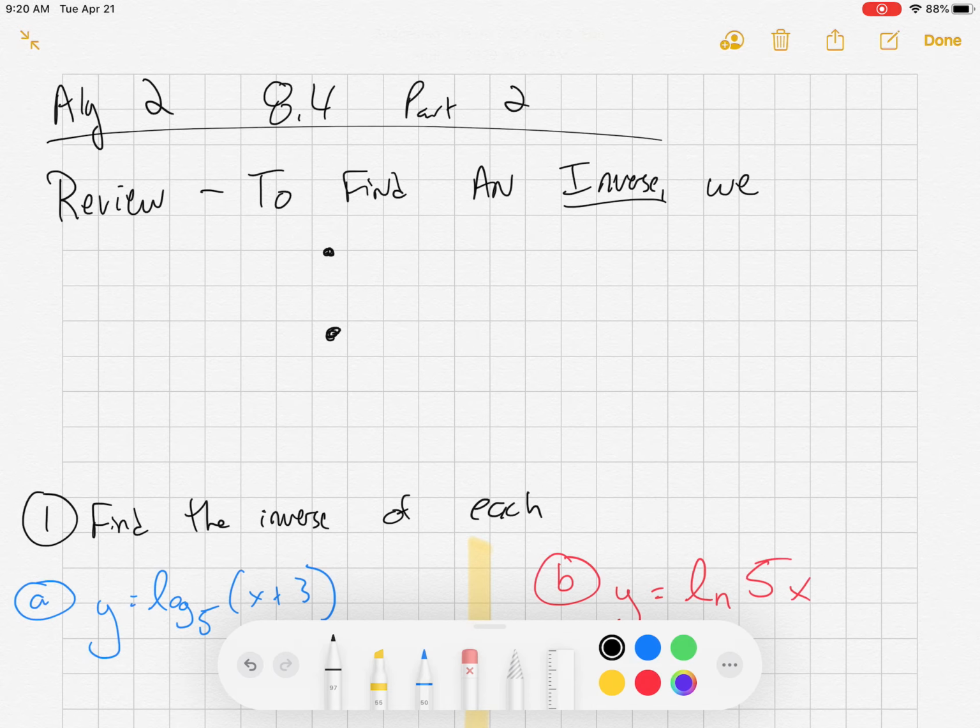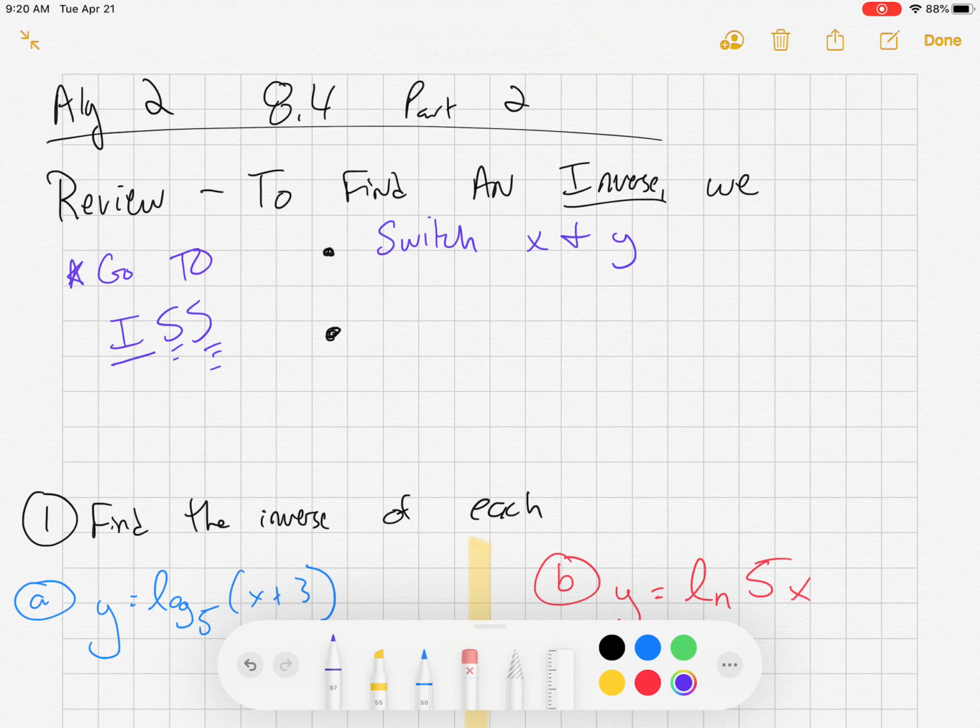Hey everybody, today we are going to move forward with our 8.4 notes. We are on 8.4 part 2. Before we start today, we're going to talk about finding an inverse. If you remember in class, I had you remember inverse with a saying: go to ISS, because to find an inverse, we switch the variables and then solve for y.